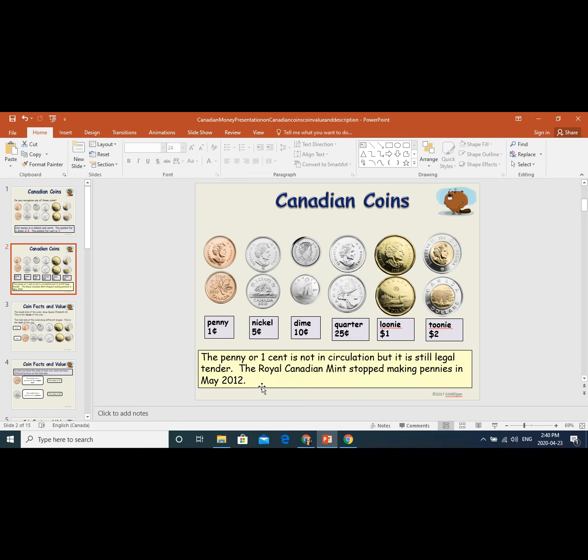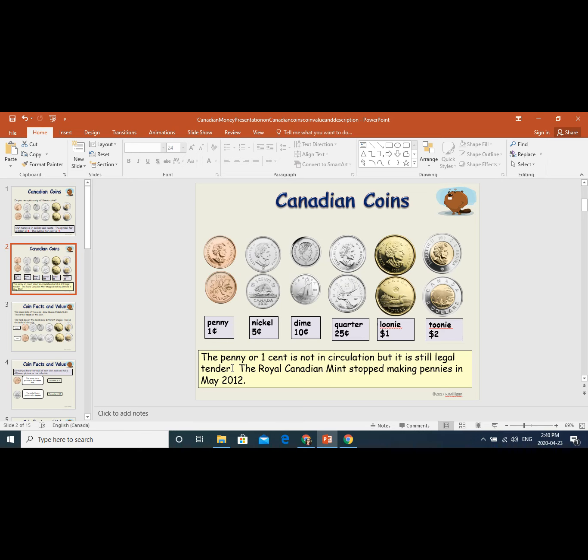Now here it says the penny or 1 cent is not in circulation, but it is still legal tender. Now what that means is that we don't use pennies anymore. They don't make any more pennies. You might have seen pennies. Maybe you have some old ones. I know I have some old ones still in my house, but they don't make any.